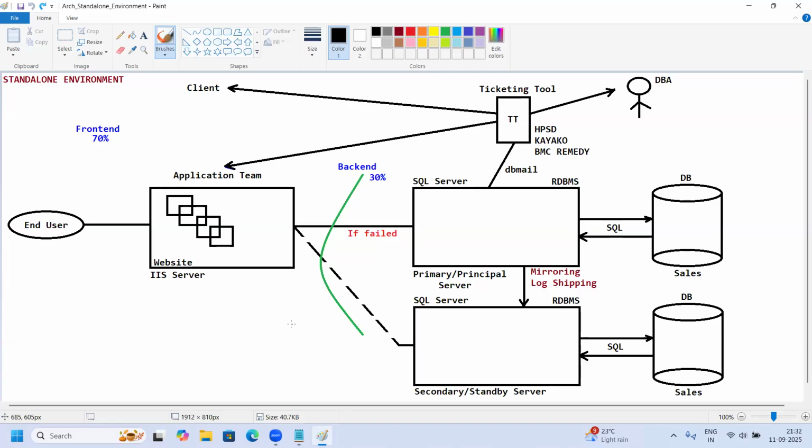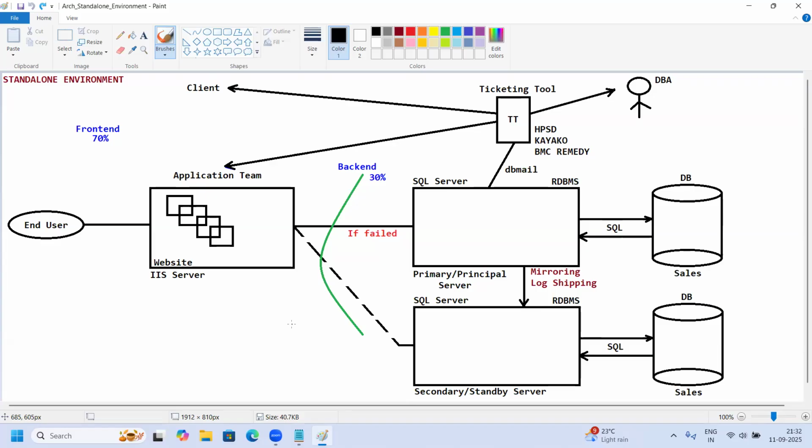And this backend part, mirroring, log shipping, is not the routine job we do. Every time you go to the office, you don't configure mirroring, and you don't configure log shipping. It's a one-time process. Lengthy, but one time. Any technical or logical issues may come, but only one time. That is the reason your efforts are only 30%.